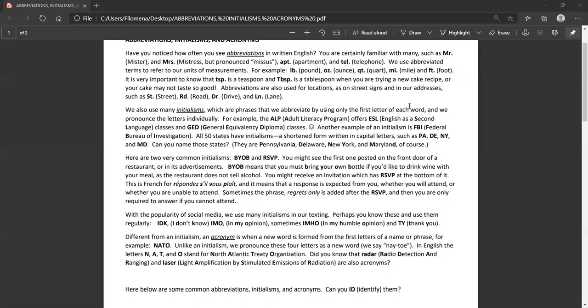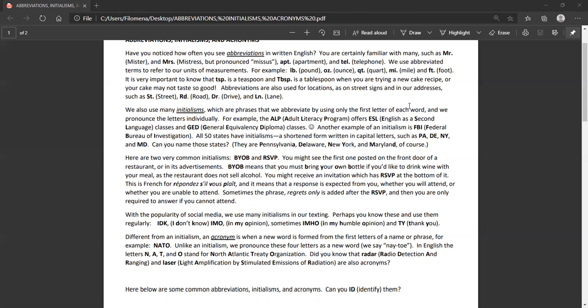All 50 states have initialisms. It's a shortened form written in capital letters, such as PA, DE, NY, and MD. Can you name those states? They are Pennsylvania, Delaware, New York, and Maryland, of course.